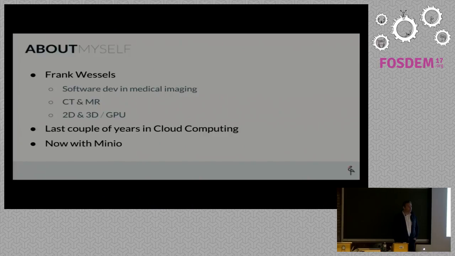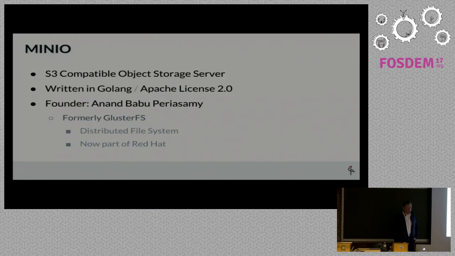Minio, as maybe some of you know, is an Amazon S3 compatible object storage server. It is written in Golang under the Apache 2.0 license. The company was actually founded by Anand Babu Parashyami, who maybe some of you know as one of the guys behind the Gluster FS system, which is in itself a distributed file system, which is now part of Red Hat, actually.